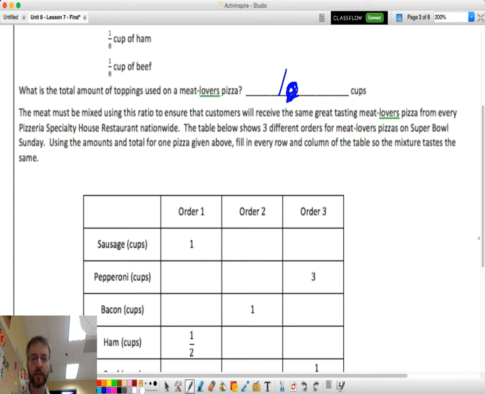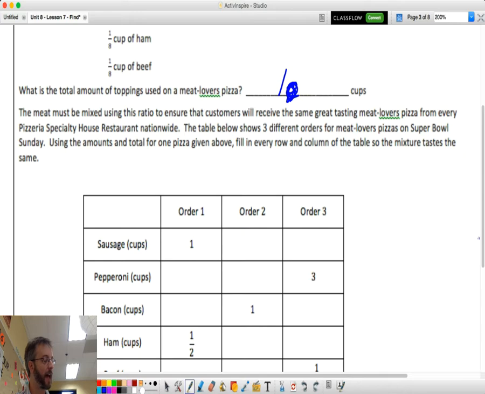The table below shows the 3 orders for the Meat Lover's pizza on Super Bowl Sunday. Using the amounts and total for one pizza given above, fill in every row and column of the table so the mixture always tastes the same. So let's see here.